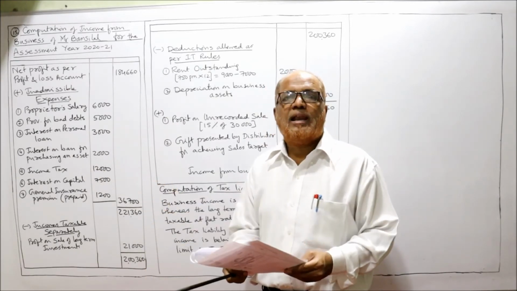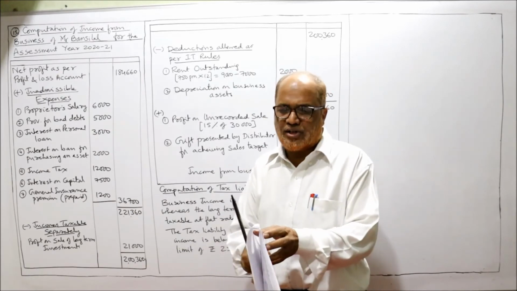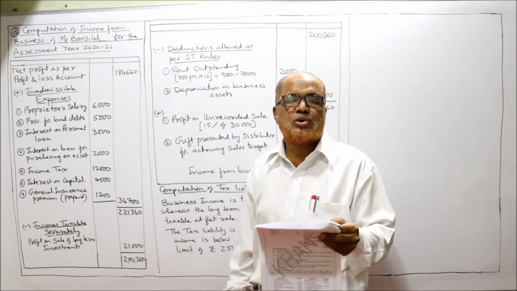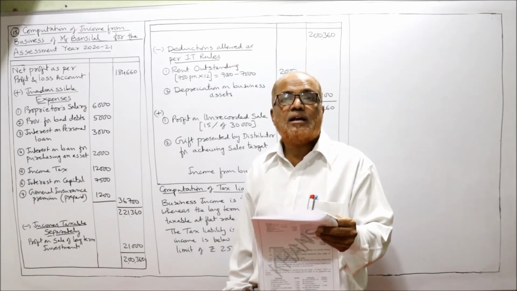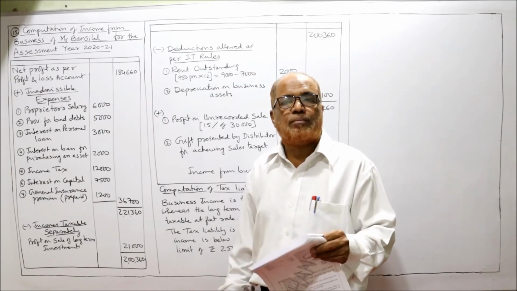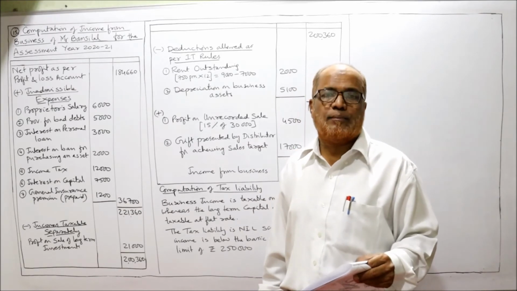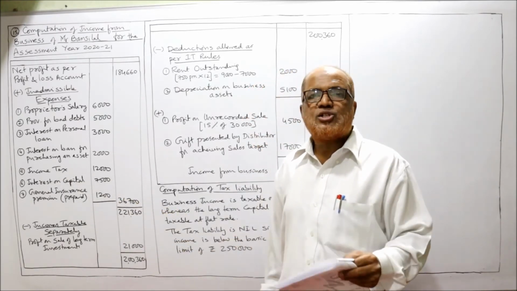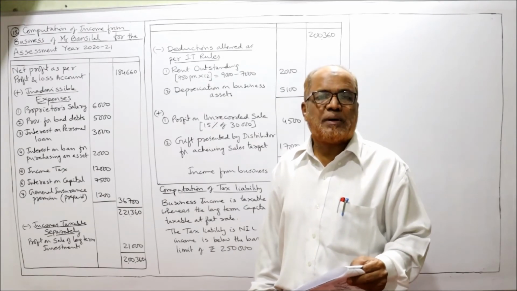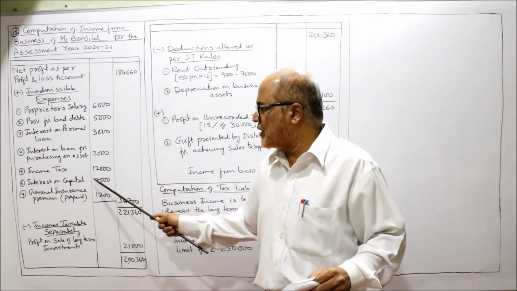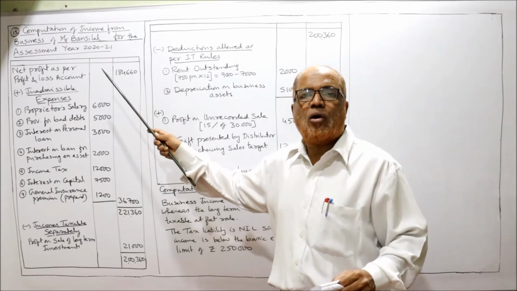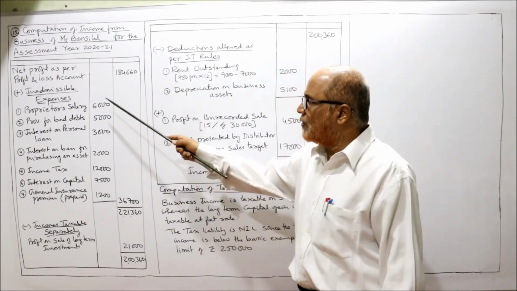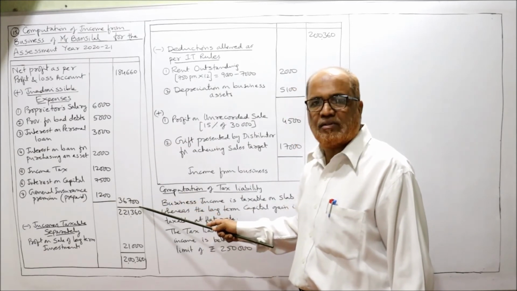Then annual license fee is allowed as a reduction. Business expenditure GST, goods and services tax, is allowed. Income tax is disallowed because income tax is a personal income tax, 12,000 disallowed. Interest on capital is a notional expenditure, disallowed. So we have taken all inadmissible expenses. Take the total of inadmissible expenses, 36,700.